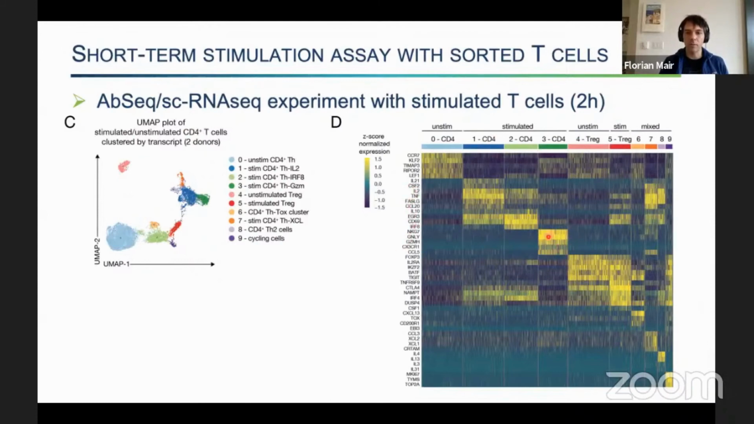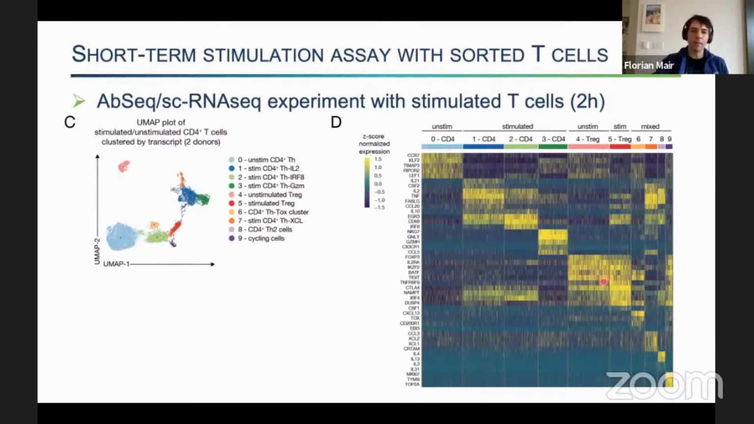For example, this here seems to be the cytotoxic CD4 cluster that has been described by others. Here are two distinct CD4 clusters. And you also see that the stimulated Tregs seem to cluster separately from the unstimulated Tregs. And that's where we dig in a little deeper.